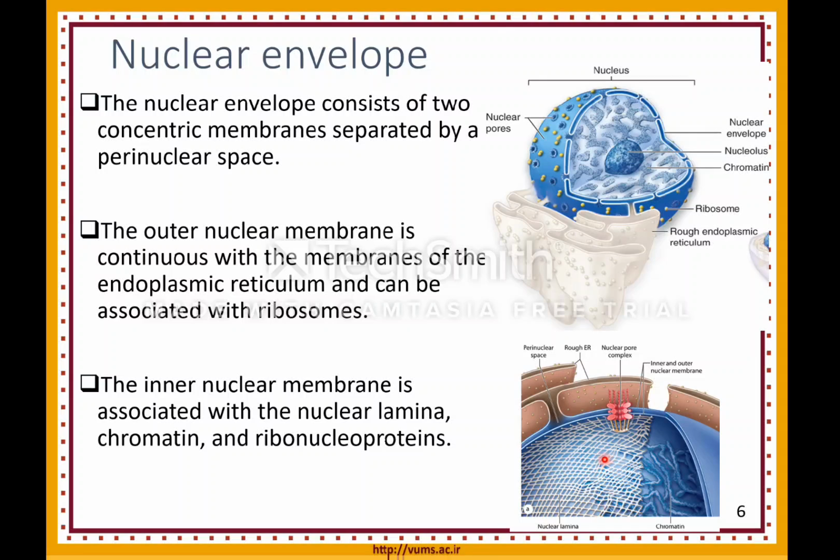The inner membrane of the nucleus is associated with nuclear lamins. If you remember, lamins are one type of intermediate filament that are in all cell nuclei and help to maintain the shape of the cell and also the formation of the nuclear pore. Also, the inner membrane is associated with the chromatin and also ribonucleoproteins.